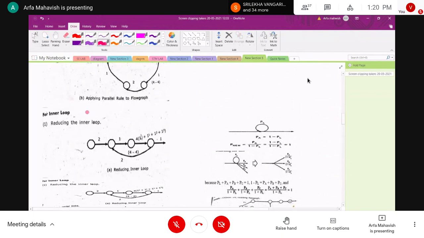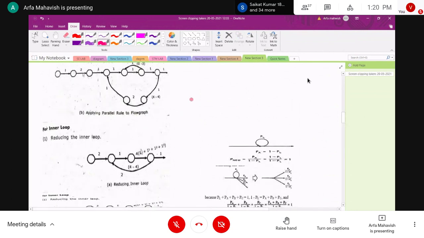Look at here. First, what we are doing is reducing the inner loops of the graph. Before this, one graph is there, with names A, B, C, D. I missed that. This is graph 2, which we have replaced with the names and the weightage. Now we are reducing the inner loops of this graph, calculating, and doing multiplication as per the rule. Okay, so we are getting this.